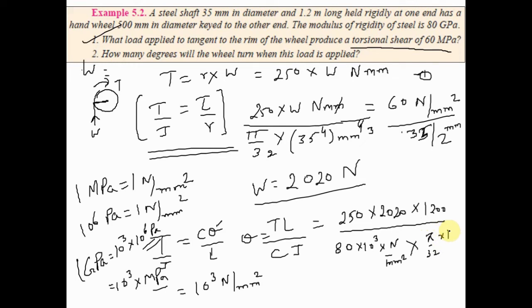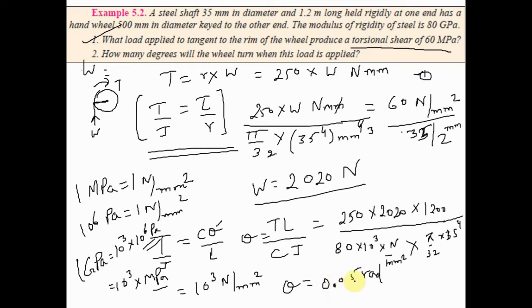Pi by 32, 35 to the power 4. So if you solve this, theta you will get in radians. So radians you will get 0.05 radians. So if you solve this, you will get theta value equal to 0.05 radians.